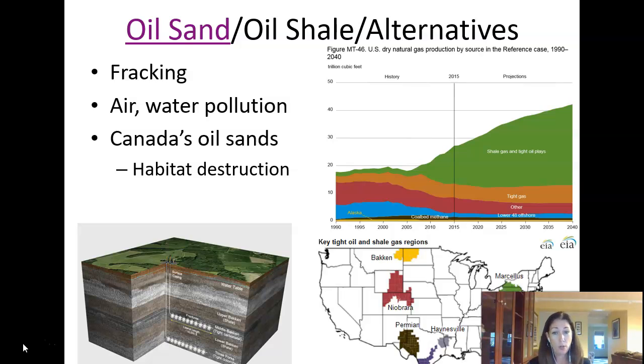So as we are starting to run out of some of our more traditional types of fossil fuels like coal and traditional oil, we are seeing a shift to these alternatives. The oil that's trapped in shale rock, natural gas, and then these oil sands.